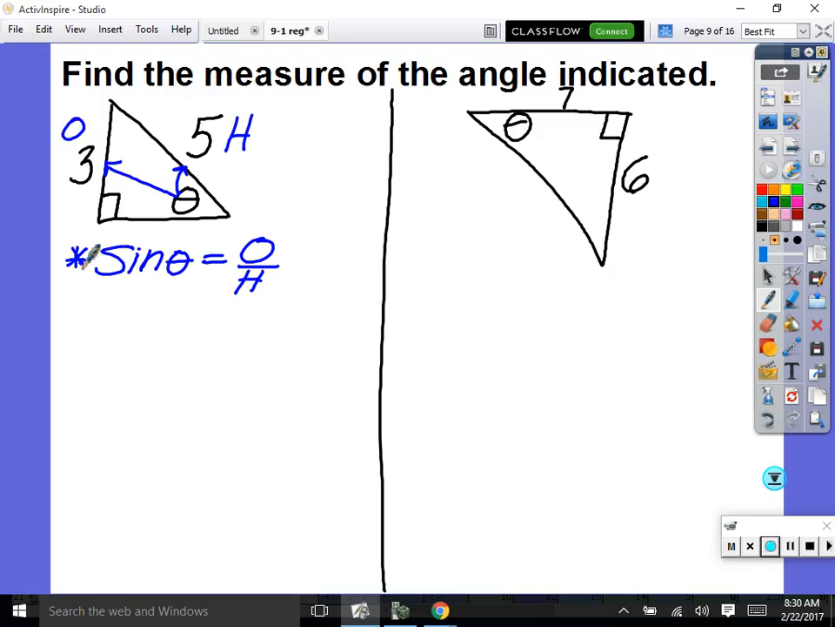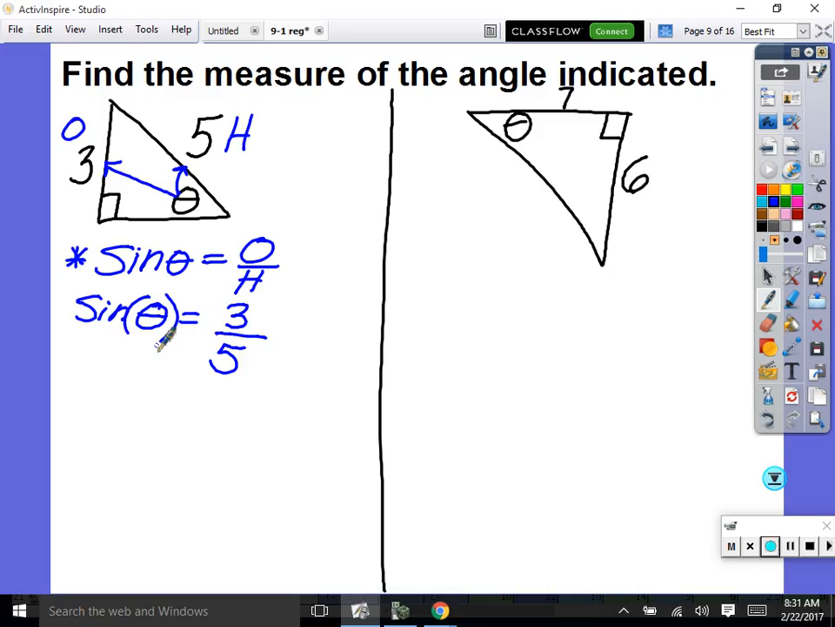Now let's plug in everything we know. It's just algebra. So we know sine of theta. We don't know theta, so we'll call theta theta. Our opposite side is 3. Our hypotenuse is 5. Now everybody, this is really this. Sine of theta. So now it's just algebra. Get theta alone. So how do we get theta to get out of sine?